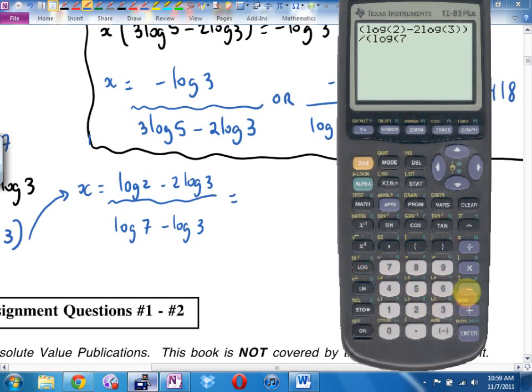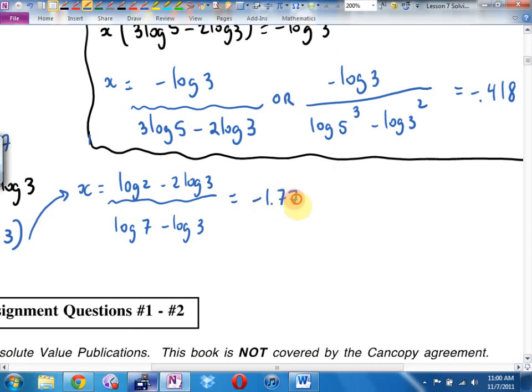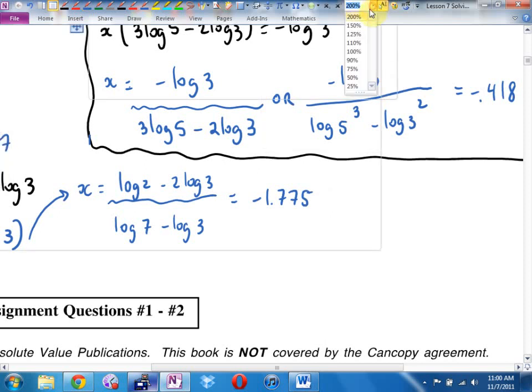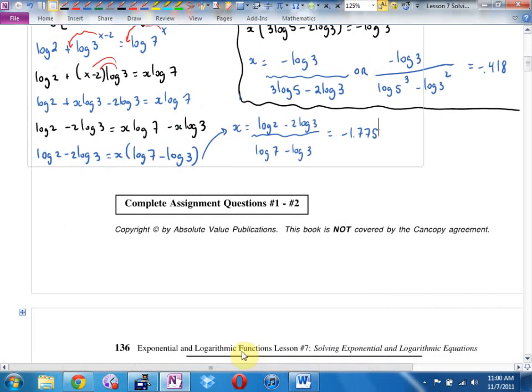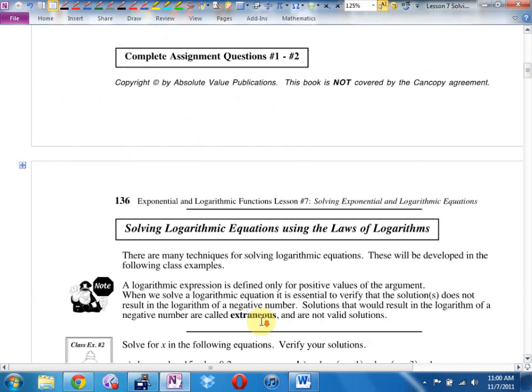You get this? Negative 1.77514597, blah, blah, blah. Okay. That's actually only part one of the lesson. Well, no, I always do this over 2 days. The next part of the lesson is we're going to solve equations with logs in them. But for now, we're solving equations where the x is an exponent. How can you cheat? Well, it's not cheating. How can you check your answer?